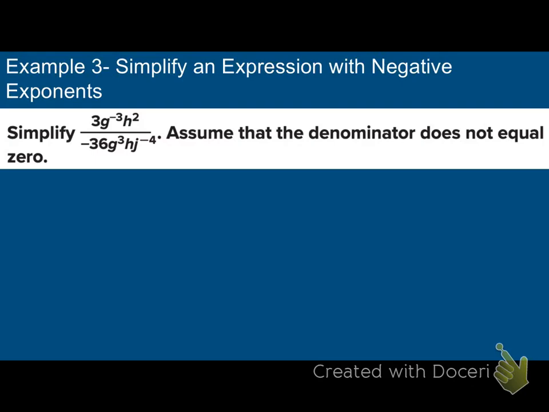Bring the hj to the negative 4 up to the numerator? Would I bring h and j to the numerator? No, just j. What's h's current exponent here in the denominator? 1. Is that a negative exponent? No. So just j to the negative fourth would move to the numerator.